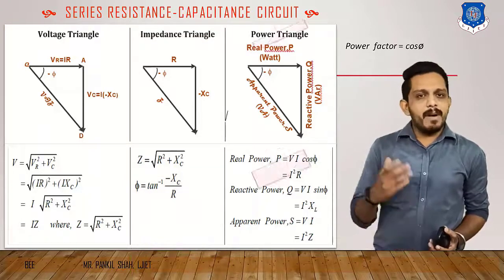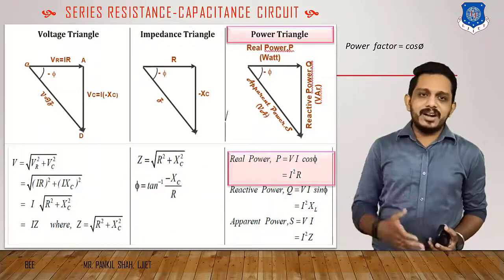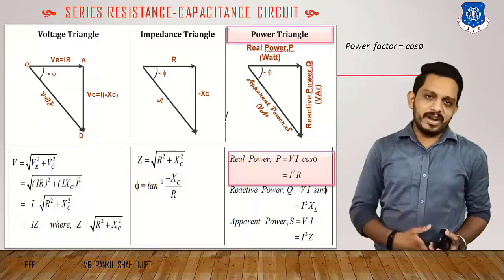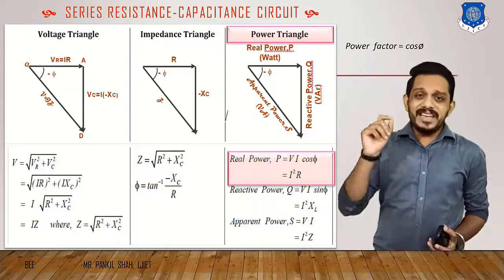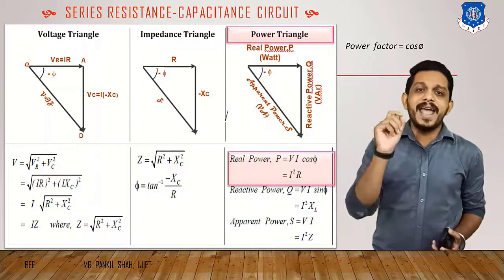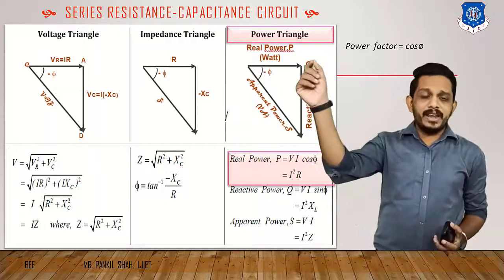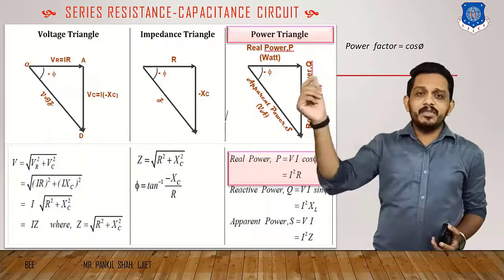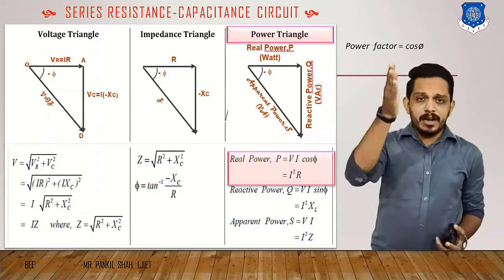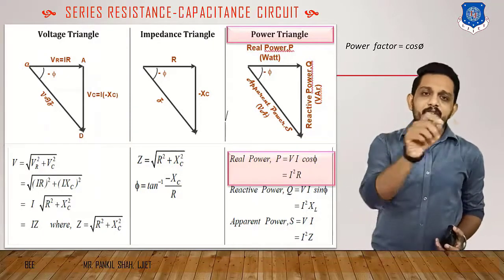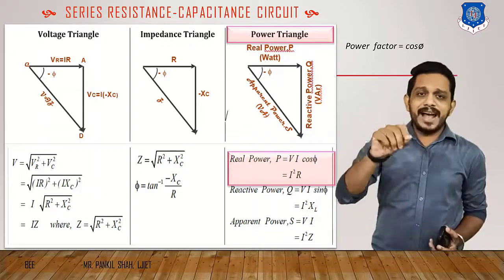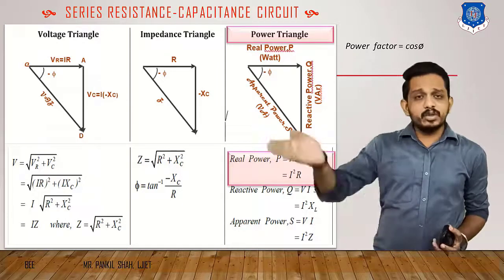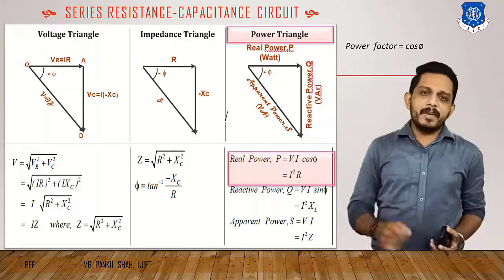Now let's talk about the third triangle, and the third triangle is nothing but the power triangle. To draw the power triangle, we have to multiply each side of the voltage triangle by I. If we multiply VR with I, then it will be I into VR. If we multiply VC by I, then it will be IVC. And if we multiply our diagonal V with I, then it will be VI. So this VI is known as the apparent power.